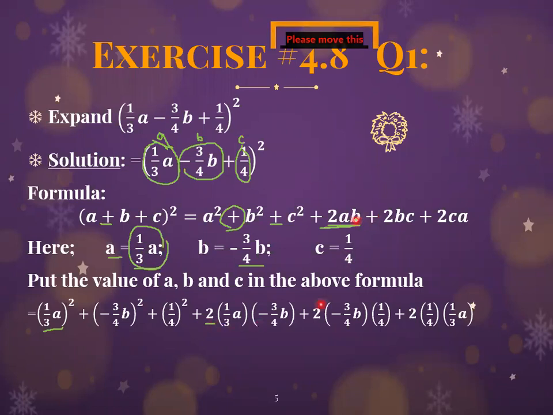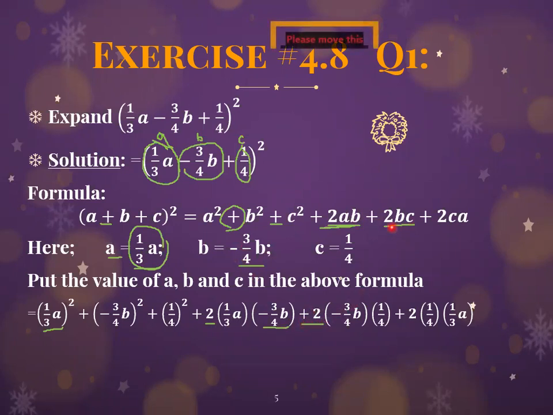Now b, what is your b? B is equal to minus 3 upon 4b. So inside the bracket you will write down here minus 3 upon 4b. Understand? Now move on to this one, plus 2bc. So before that you will write down here plus 2.